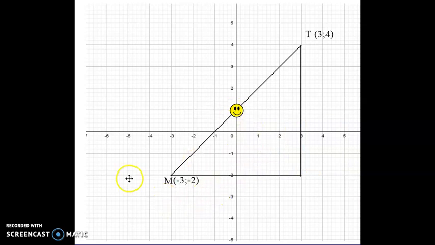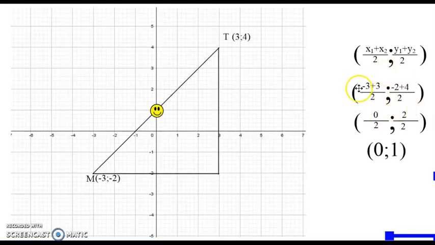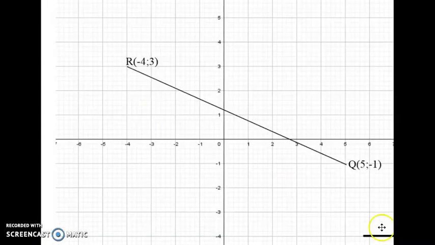And how did we find it? We calculated the distance of the x and we halved it. We calculated the distance of the y and we halved it. So we notice that minus 3 plus 3 divided by 2, and we took minus 2 and we added positive 4 and we divided it by 2. So this gives me 0 over 2. This gives me 2 over 2. Simplified, 0 and 1. Let's see, where did it take us? 0 and 1. Let's look at another example.